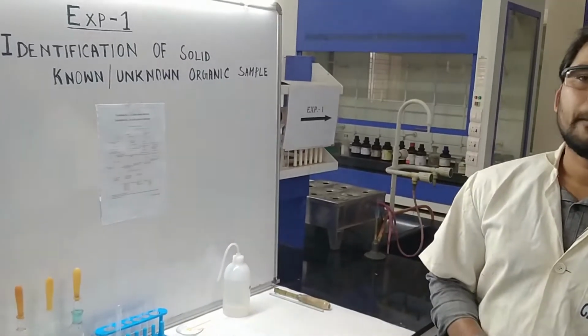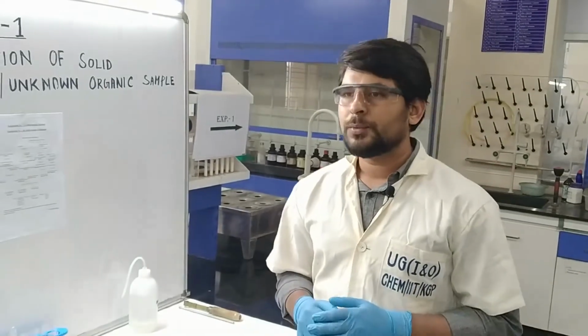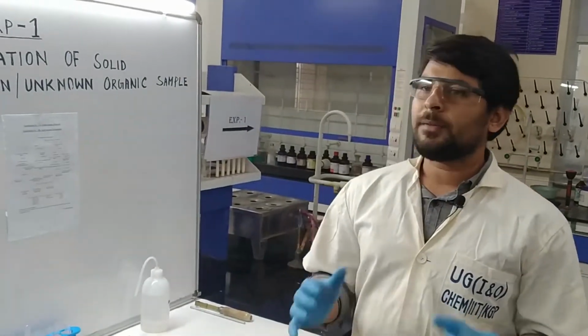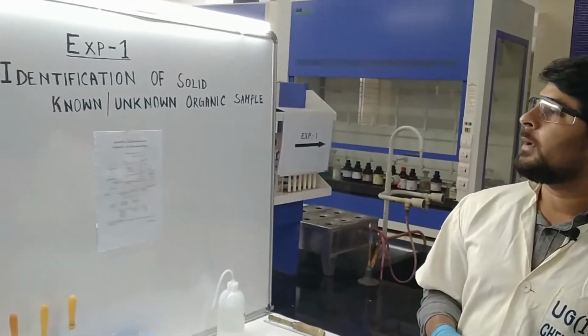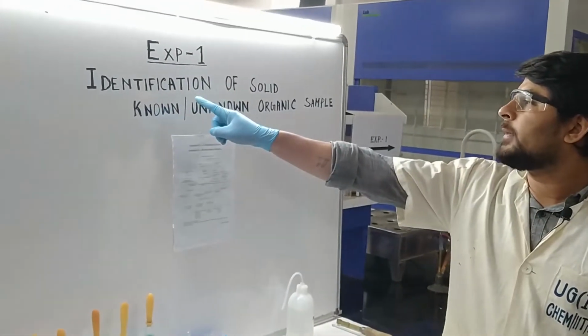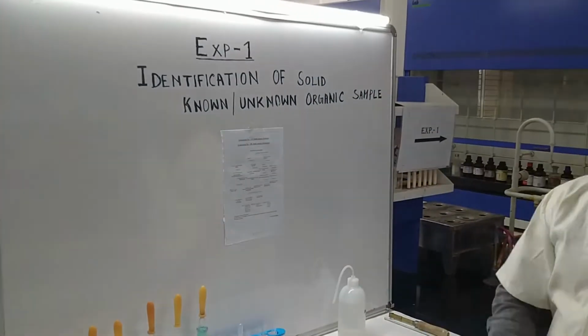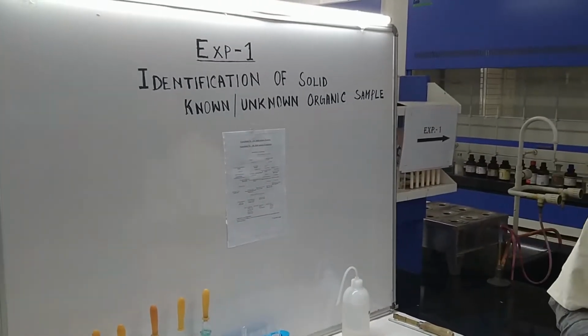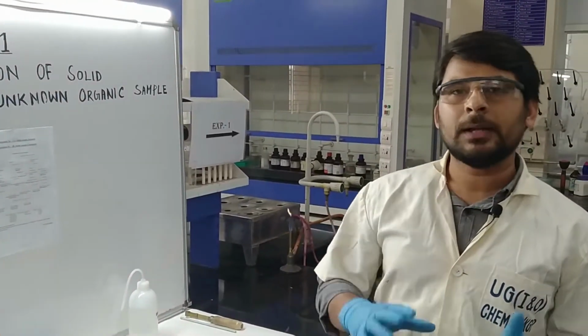Hello students, this is the organic lab and I am going to show you an experiment today, that is experiment number 1. That one is identification of solid known or unknown organic sample. So in experiment number 1, generally we do lots of samples over here during the lab time.